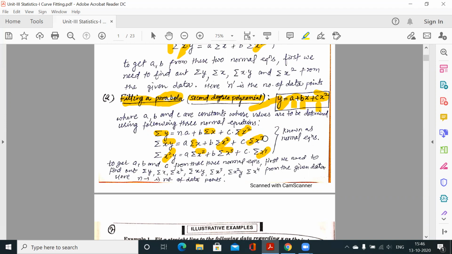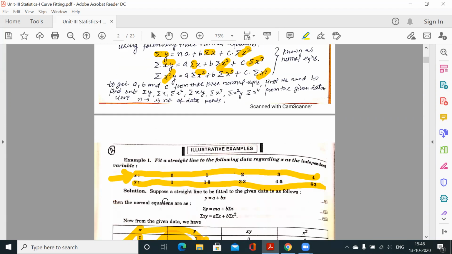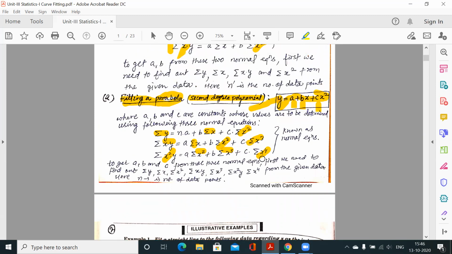For example, how do we find summation x cube? We have x values, so we will cube the given values of x: the cube of 0, the cube of 1, the cube of 2, the cube of 3, the cube of 4. In this way we get one column of x cube, and if we add all the cube values, we get summation x cube.